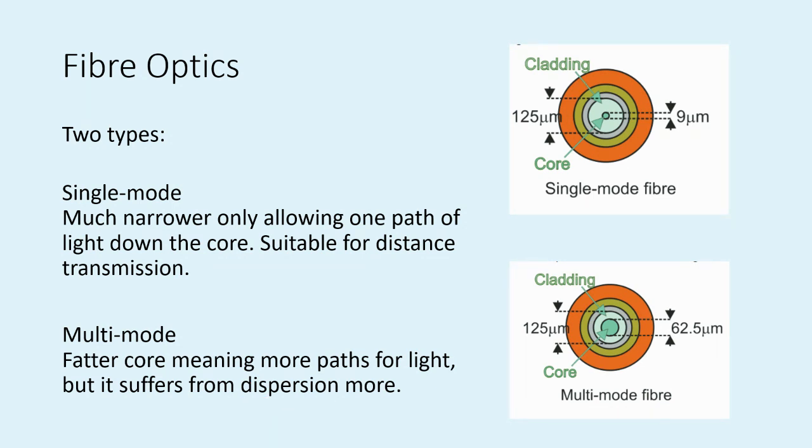12.2 covers dispersion, so I'm not going to go into detail on that now. The main thing is you need to understand that's 9 micrometers, that's 62.5. This is an example. These aren't values you have to memorize, but you do need to understand the difference between a single and multi-mode.